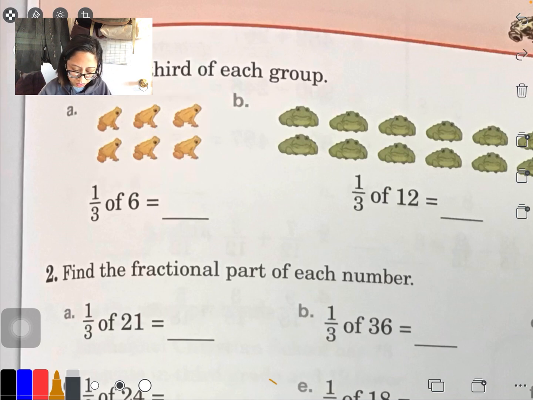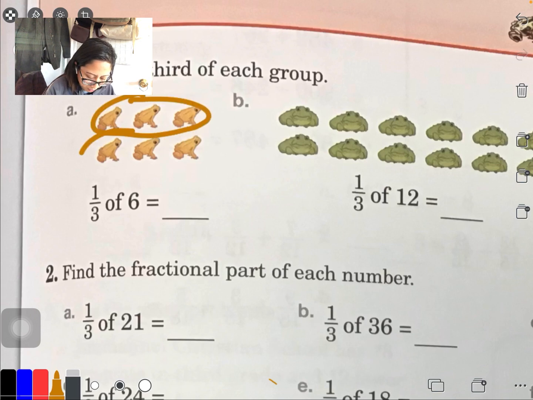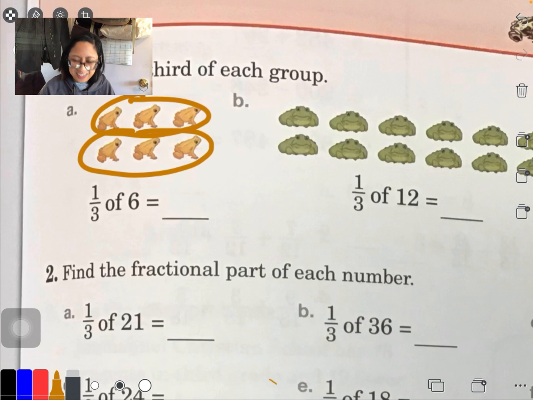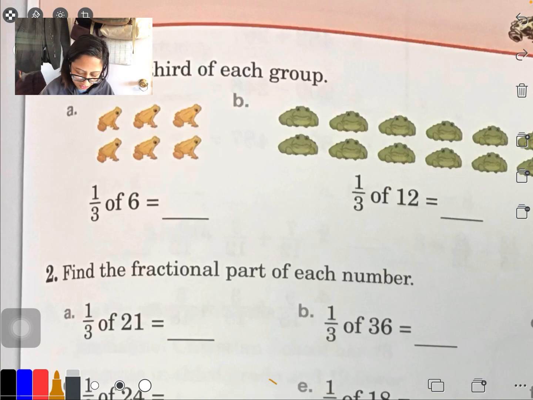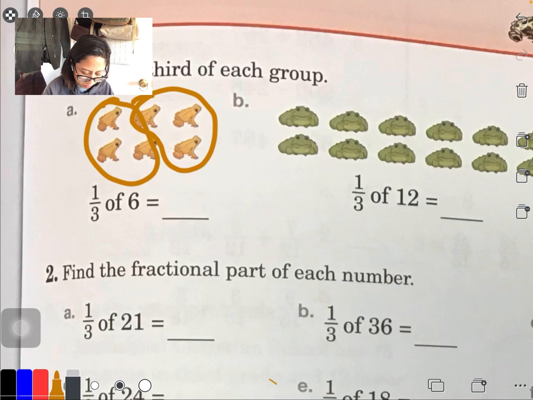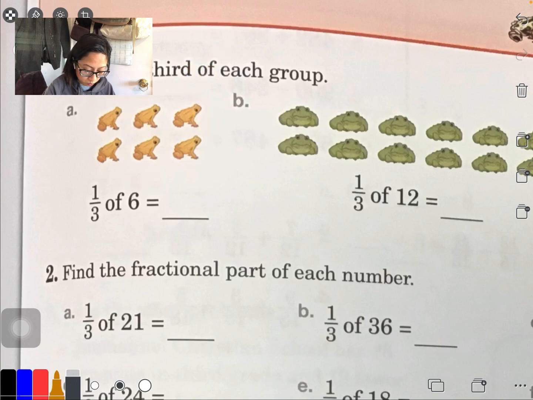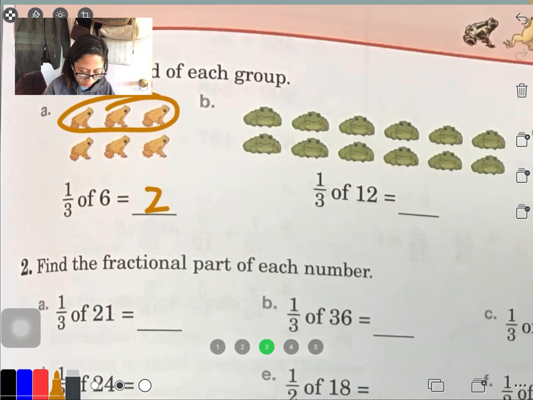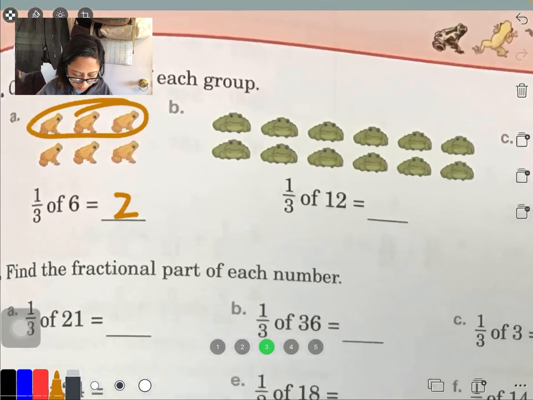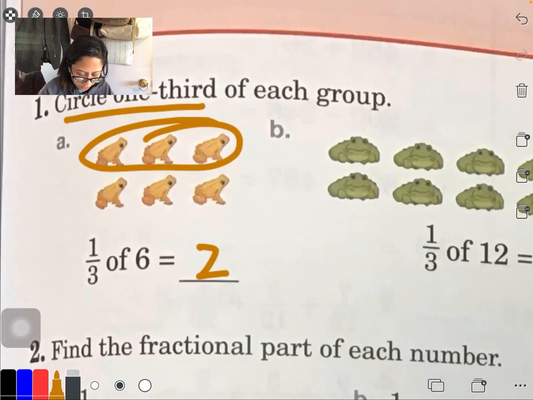So I have to circle 3 frogs. There you go. Or I could have done it the really weirder way like this. That's 1 group of 3 and 1 group of 3. But either way, how many groups do I have? I have 2 groups. 1, 2. So in the blank, I put 2. And I'm just going to circle 1 because it says circle 1/3.